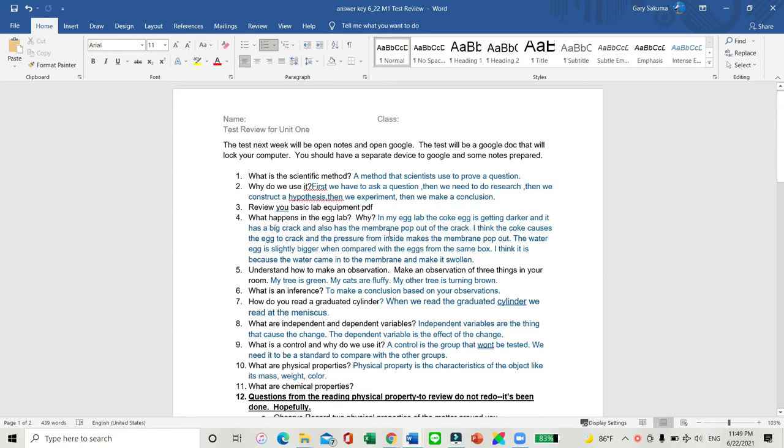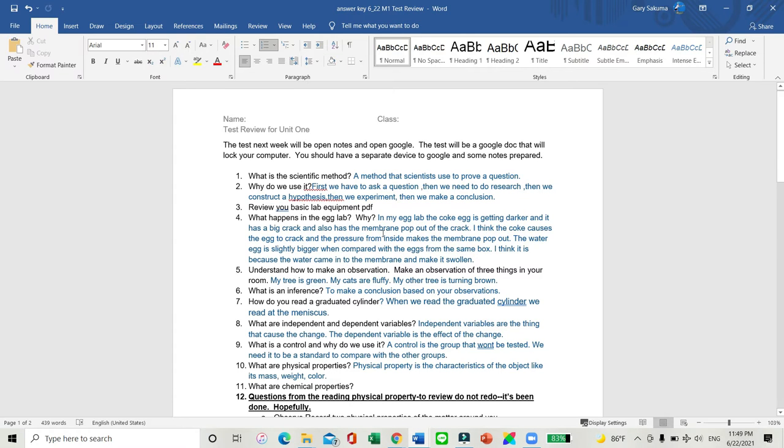In the egg lab, what should happen is the Coke egg gets darker, and then it might crack because the Coke will eat the shell. And then the water should be the same. That's your control. It might get a little bit bigger, but it shouldn't really change.